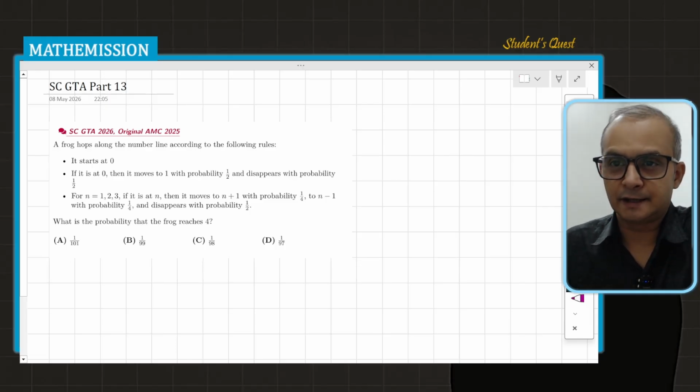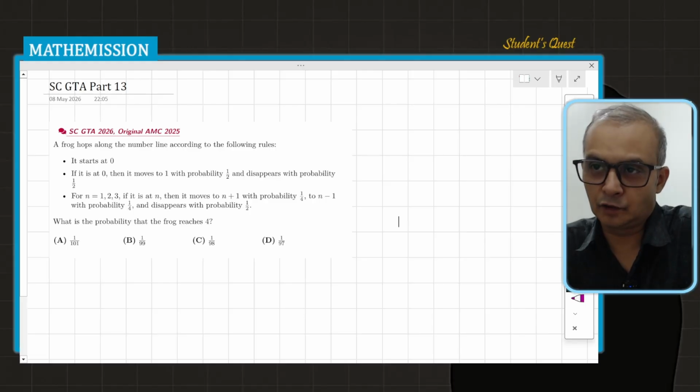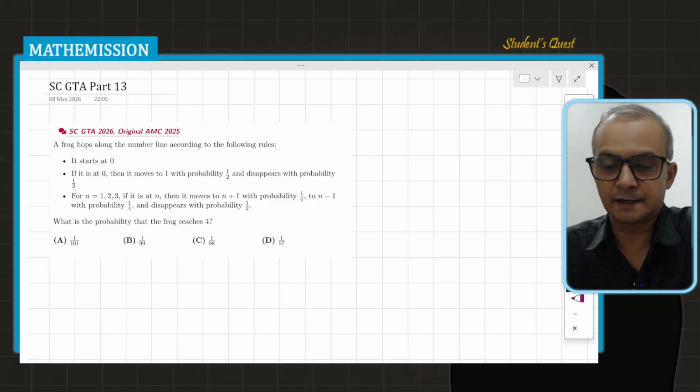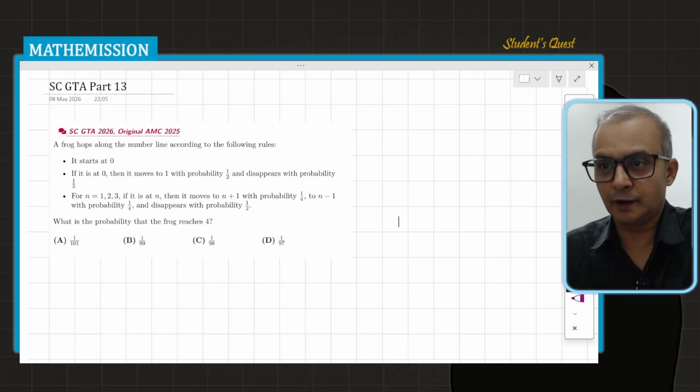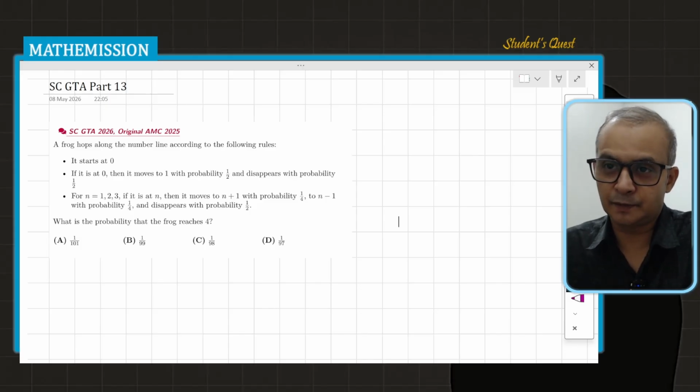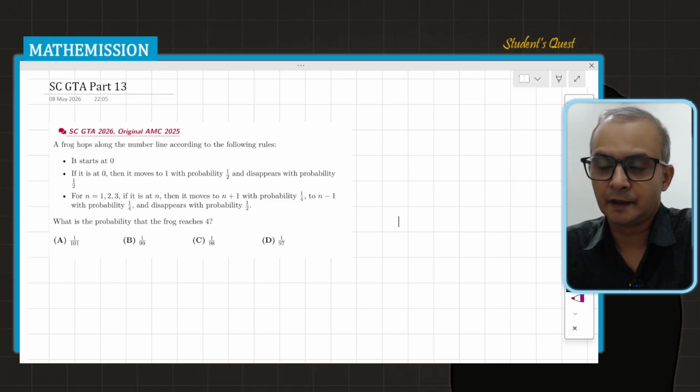The question tells that a frog hops along the number line according to the following rules. It starts at 0. If it is at 0, then it moves to 1 with probability half, and it disappears with probability half. For n equal to 1 to 3, if it is at n, then it moves to n plus 1, meaning moving forward, with probability 1 by 4, and moving backward, that is n minus 1, with the same probability 1 by 4. And it disappears from any position n with probability half. Then what is the probability that the frog reaches 4?